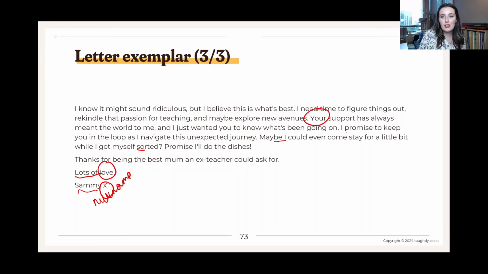She keeps referring to her mother as you and like saying, you know, I really appreciate you and you're the best mum a teacher could ask for, so it definitely sounds like she's writing to her mum. And that's our letter exemplar.